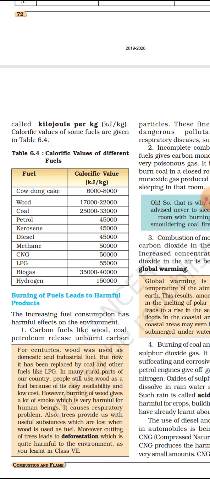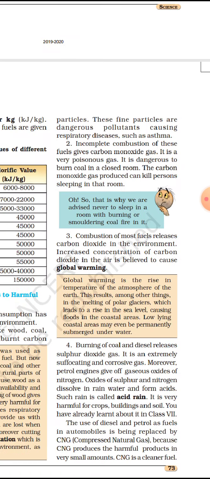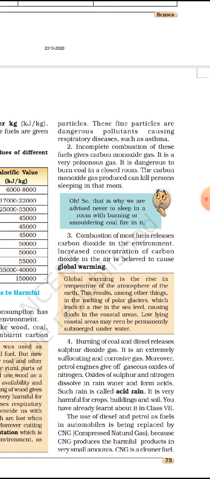Because of fuel burning, harmful products are produced, and with increasing fuel consumption it especially affects the environment. How it is affecting, we will see. First, fine particles or dangerous pollutants cause respiratory diseases such as asthma because of burning the fuels. Next, it is dangerous to burn coal in a closed room. We should not burn coal in a closed room because it produces a poisonous gas and it may even kill the person.